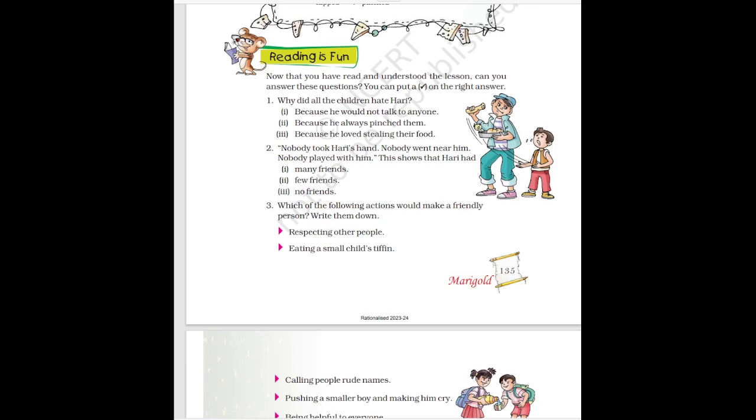Today we are going to do the exercises of chapter The Bully from class 5 English NCERT.